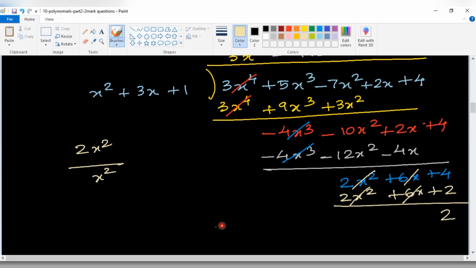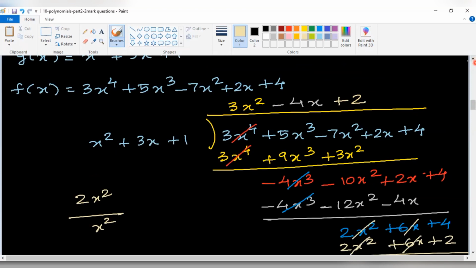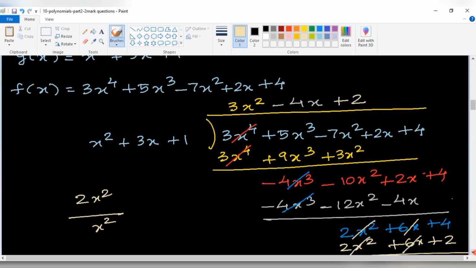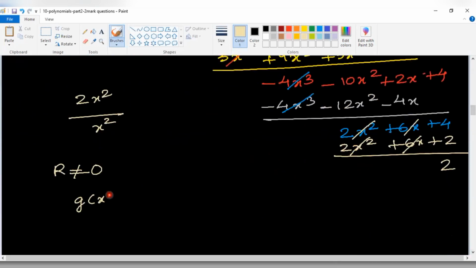So what we got is the remainder is not equal to 0. That means g of x, that was the question, no? g of x is not a factor of f of x. Okay, g of x is not a factor because we are not getting the remainder as 0.